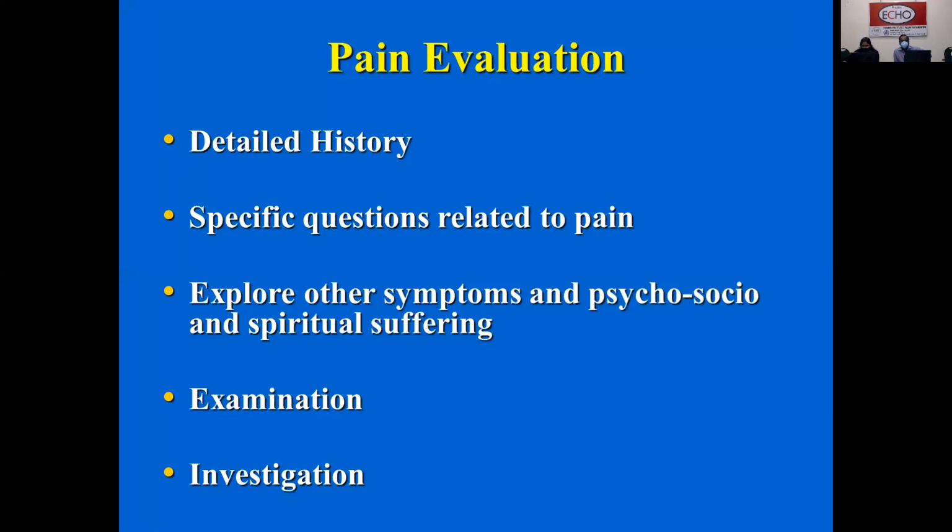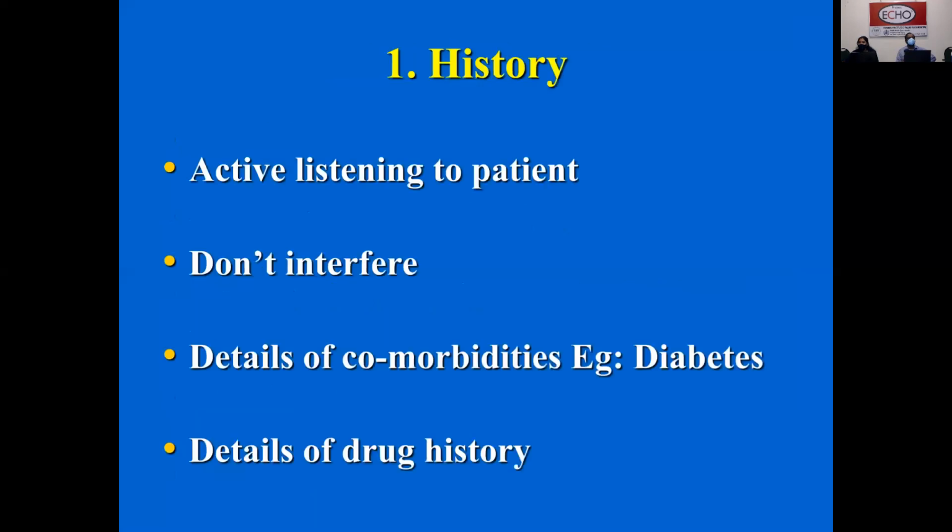So pain evaluation includes all this. First of all, we have to take a detailed history, then specific questions related to pain, and explore other symptoms, psychosocial and spiritual suffering, examine the patient, and investigate if needed. So in the history, we know that when the patient starts speaking, many of us will interfere because of the time restriction. If we want to actually get a good history, we should not interfere when the patient talks. And usually it is said that after every 15 seconds, the medical professionals interrupt the patient. So it is very important.